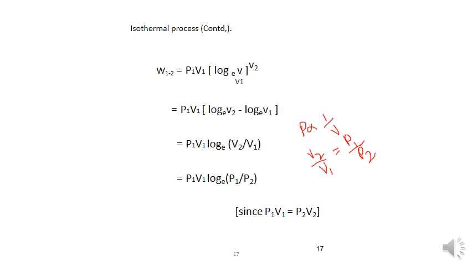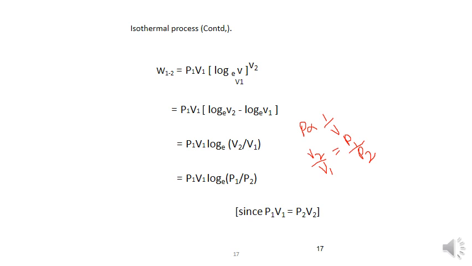Upper limit minus lower limit gives P1 V1 times log V2 minus log V1. We know that log M minus log N is equal to log M by N, so I write P1 V1 log V2 by V1. We know that P is inversely proportional to the volume, so V2 by V1 is equal to P1 by P2. So I write this equation as P1 V1 log P1 by P2, and this equation we can also write in terms of temperatures.